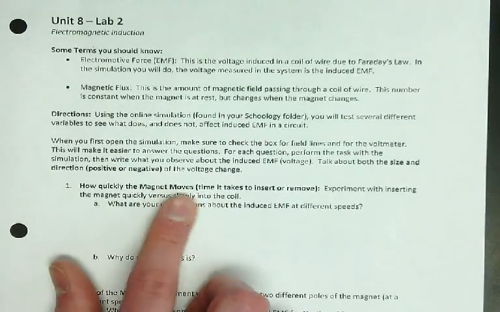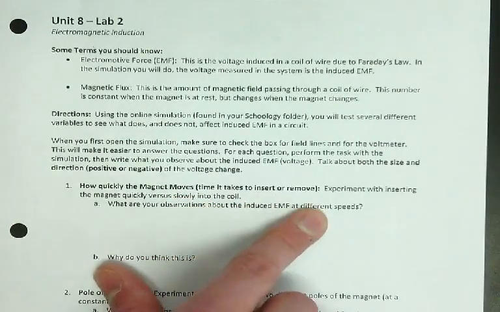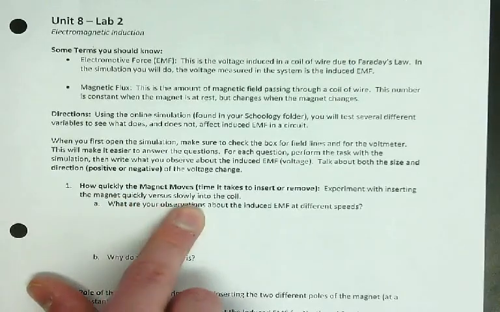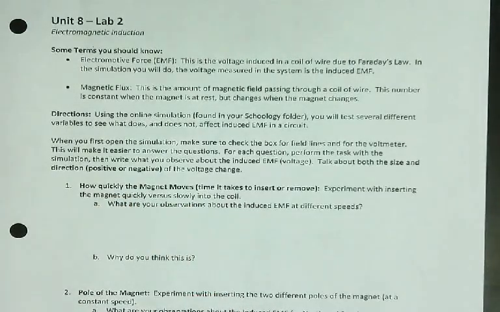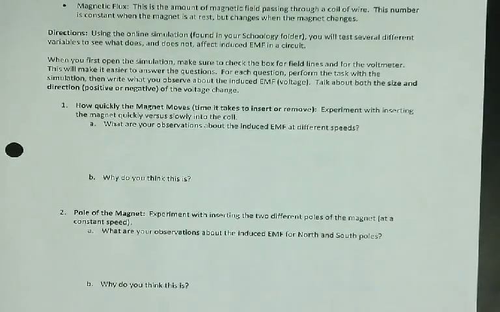So, how quickly the magnet moves, the time it takes to insert it or remove it. Experiment with inserting the magnet quickly versus slowly. And then the pole of the magnet, insert it with two different poles. So what you'll do in the lab is turn the voltmeter on. I would also turn the field lines on so you can see what's going on here.